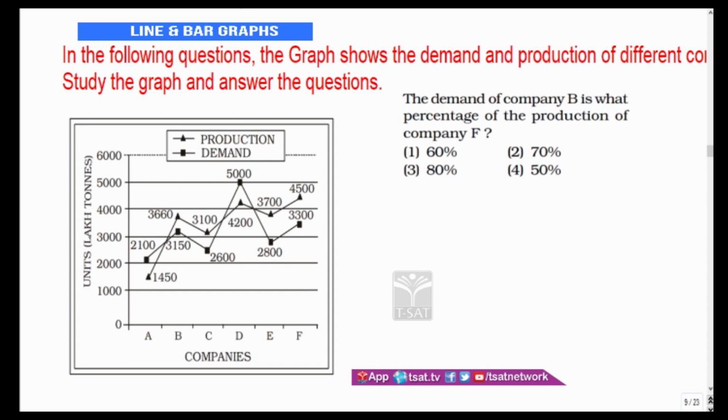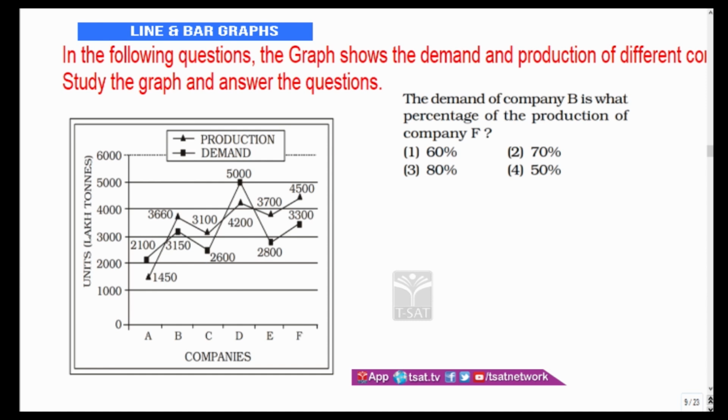If I ask you what is the demand of company C, then look at company C and the square shape is the demand. Therefore, the square shape is 2600. So that's how you need to identify. That's how you need to interpret the data. Now look at the question he asked.